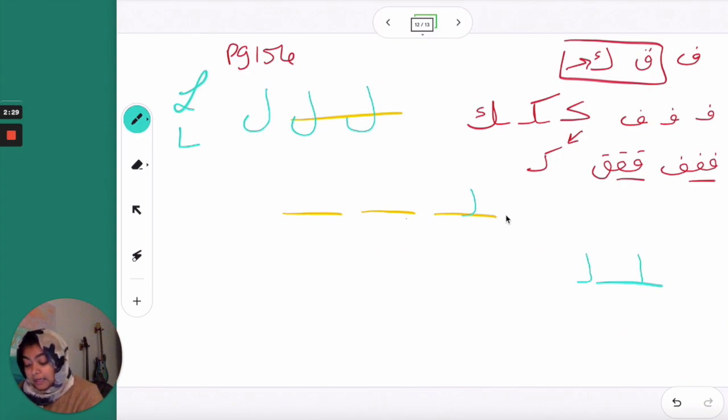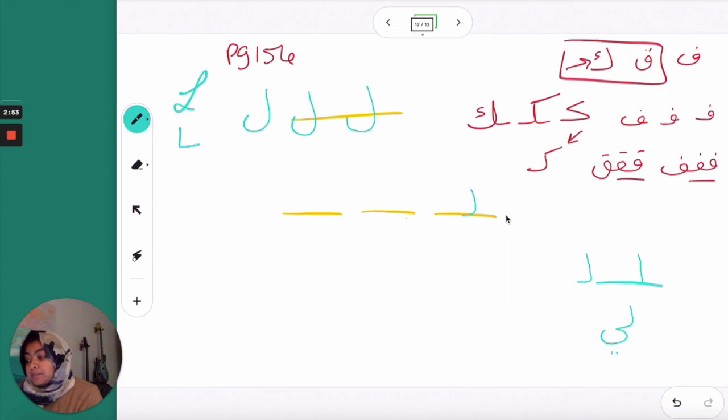So if you had lam followed by a ya, it would look like this, li, right? So lam connects. It's a letter that is a straight line, so it has the same length as the alif in terms of its vertical shape, right? But it connects to the next letter. So let's write a couple of words. We'll look at the top of page 157.